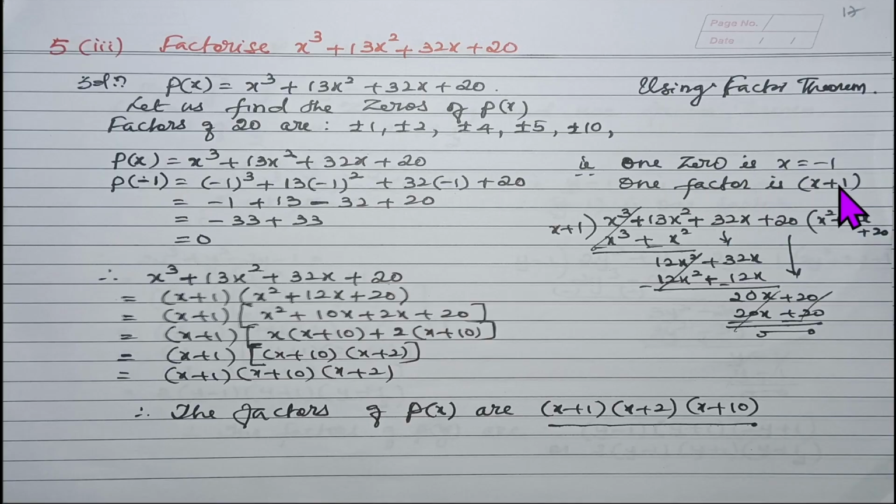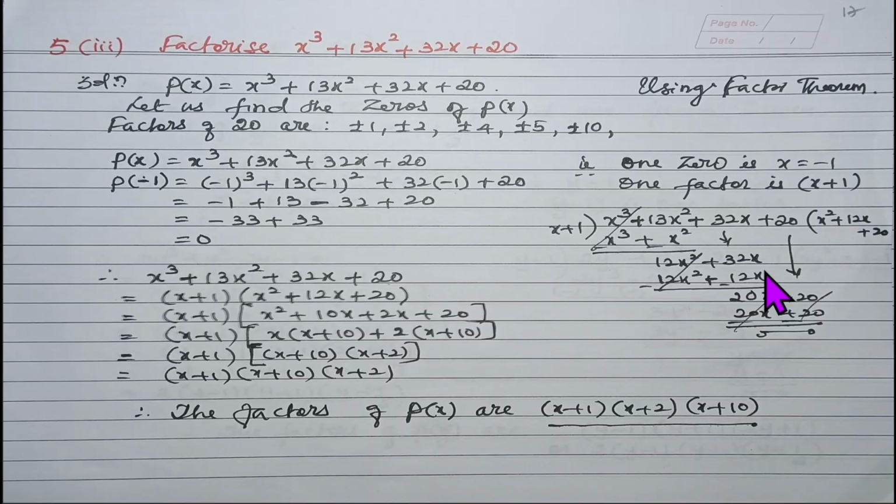As soon as I get one factor, I straight away divide the given polynomial by x plus 1. See, I have divided here x cube plus 13x square plus 32x plus 20 by x plus 1. I got the quotient as x square plus 12x plus 20. I believe that you all know how to carry out long division of polynomials. If you have not learned it, please learn and understand long division, because this is very important for you to learn. So now I have divided by x plus 1 and got the quotient as x square plus 12x plus 20.